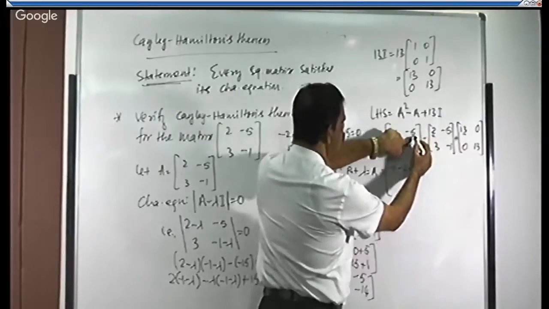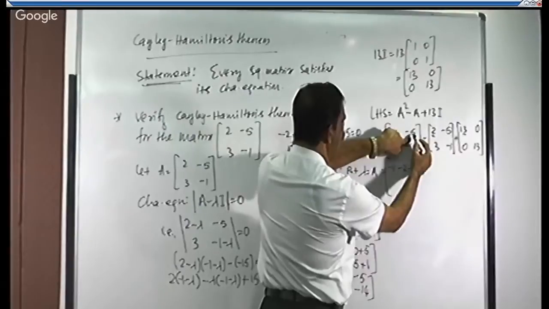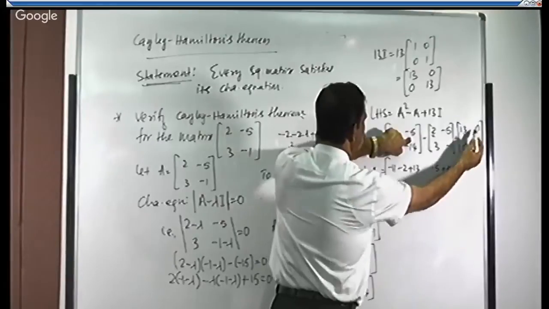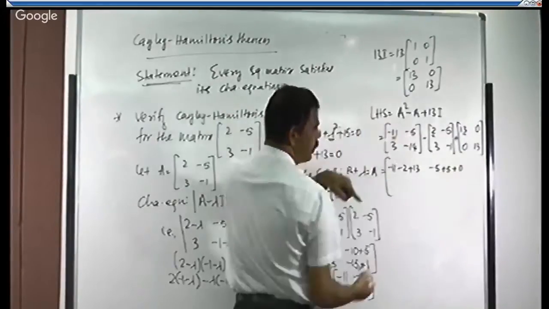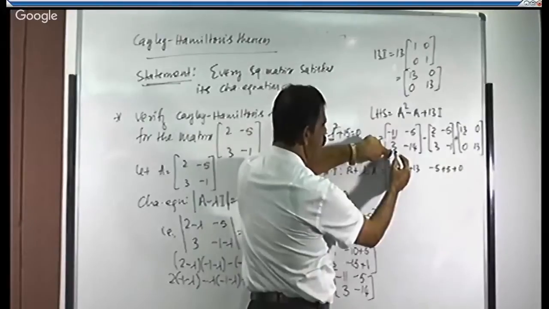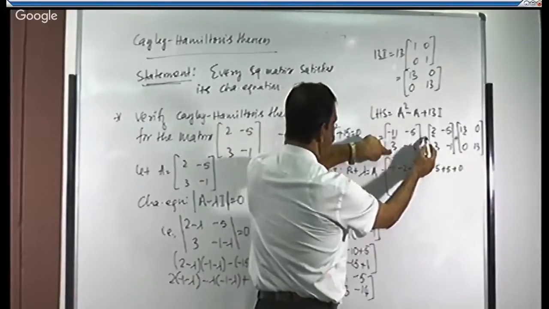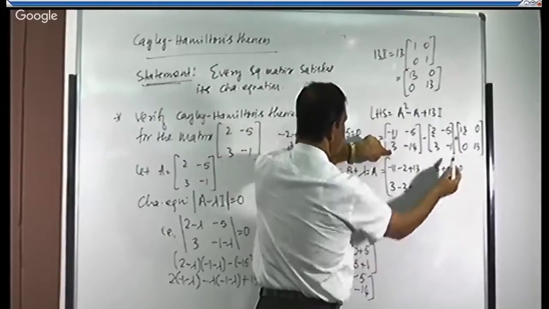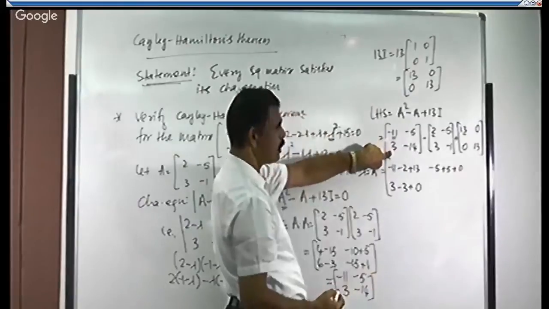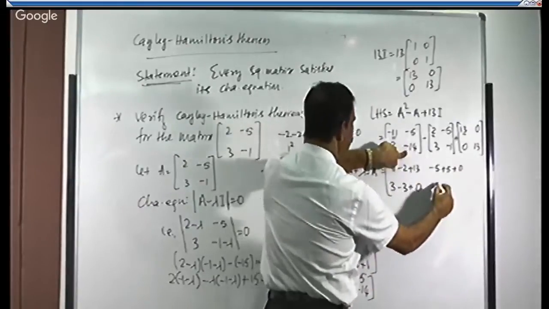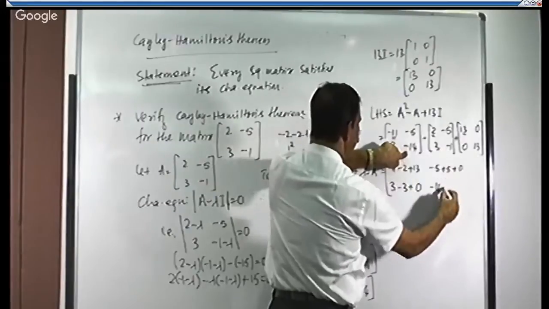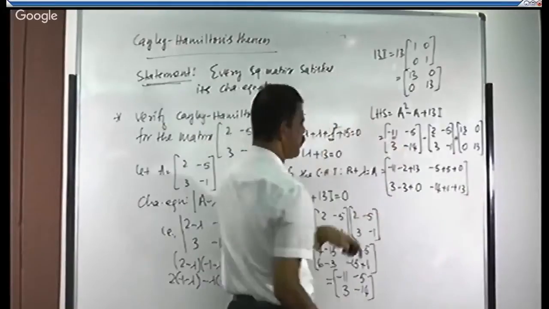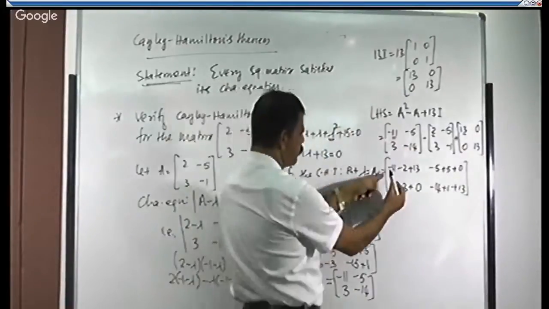Then move to the second element in the first row. Minus 5 minus into minus, plus 5 plus 0. Corresponding elements I am taking. Next, second row, first element 3 minus 3 plus 0. It is 3 minus 3 plus 0. All first elements of the second row. Next, minus 14 minus into minus plus 1 plus 13. Then simplify each element. Minus 11 minus 2.